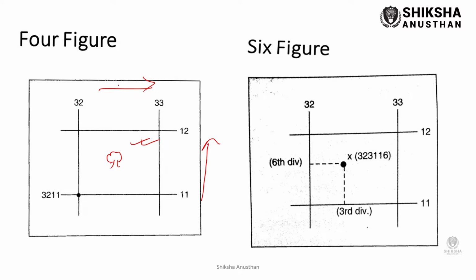While forming a 4-figure, you first write the eastings, then we write the northings. As you can see, this tree has completely crossed the 32 line and is before the 33 line. So we need to take the 32 line as the correct easting. So we'll write 32, and we can see that it has already crossed the 11 northing line. So we'll write 11. So the 4-figure comes out as 3211.